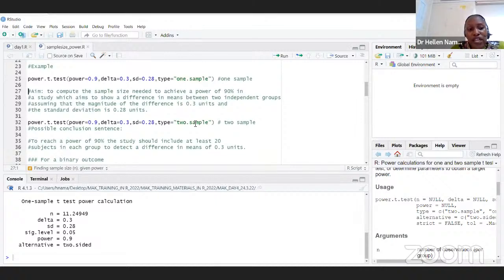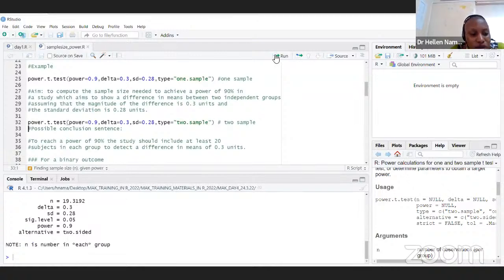I want to reach a power of 90% in my study, and the difference in the two samples is 0.3. Those are the differences in the means, with a standard deviation of 0.26. So in case I run that line, the result is that the recommended N that will suit this kind of information is 19 from each sample group, because in this case we are considering two samples.